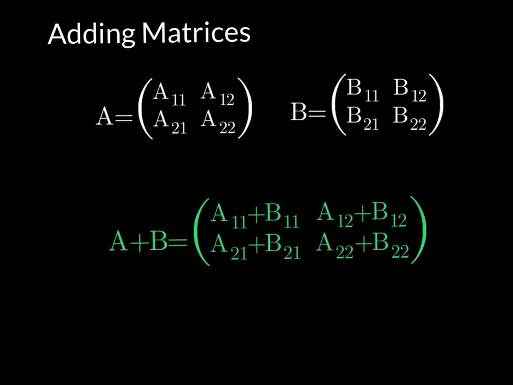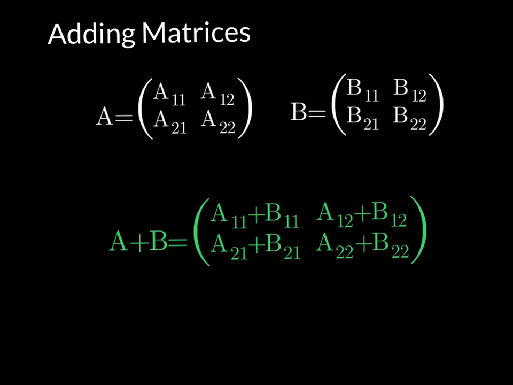So we might want to add 2 or more matrices together. And how can we do this? Well, we can only do this if the matrices have the same dimensions as each other. For example, matrix A here has 2 rows, so does matrix B. Matrix A has 2 columns, and so does matrix B. So this means that we can add them together.